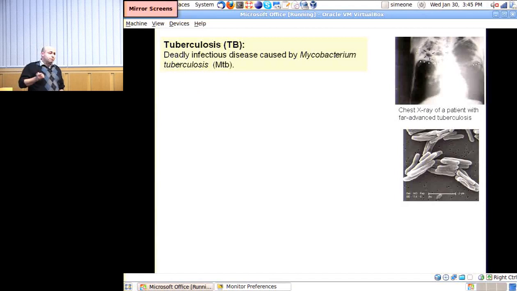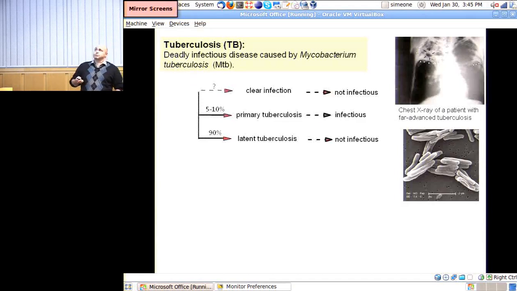So let's talk about TB. It's a deadly infectious disease caused by Mycobacterium tuberculosis. In the majority of cases, once exposed, the host progresses to what is called latent infection, which is asymptomatic. It is not infectious, and it can last for the entire lifespan of the host. From 5 to 10% of the exposed experience what's called primary TB, or active TB, which is infectious and, if not treated, can cause death of the host. There is a possibility of clearing the infection upon exposure, but that's not really clear.